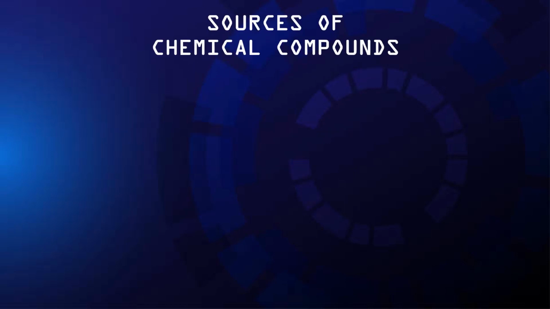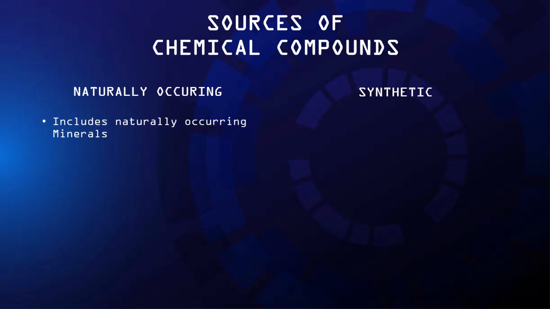So let's differentiate between them. We have naturally occurring compounds on one side and synthetic compounds on the other side. Let's talk about naturally occurring compounds first. It includes naturally occurring minerals. Why minerals? Because minerals are the only naturally occurring inorganic compounds. They are only inorganic, they cannot include organic compounds.